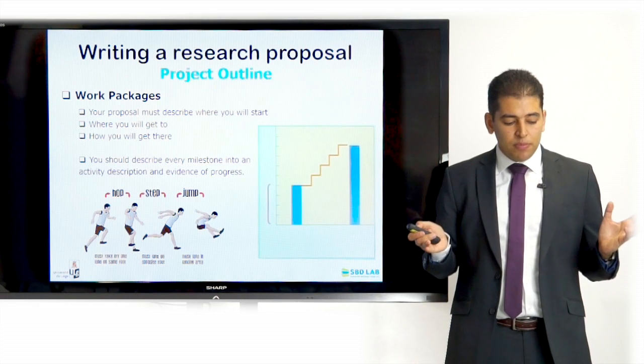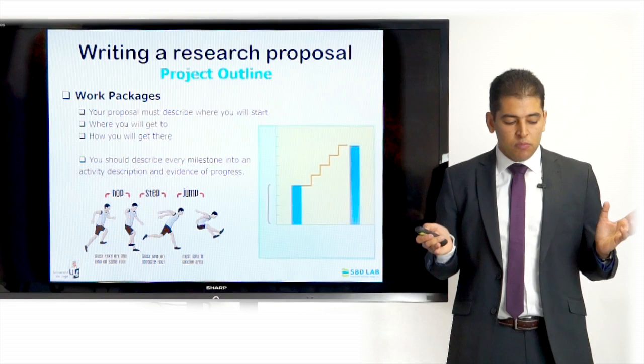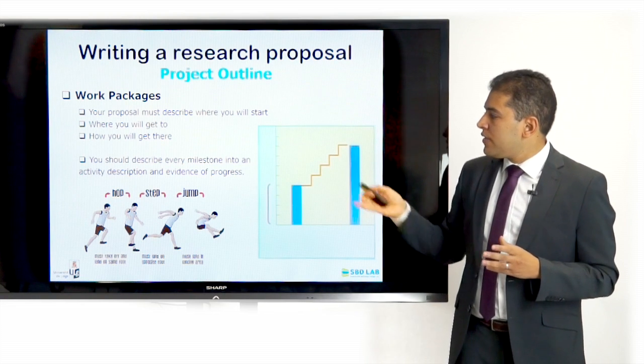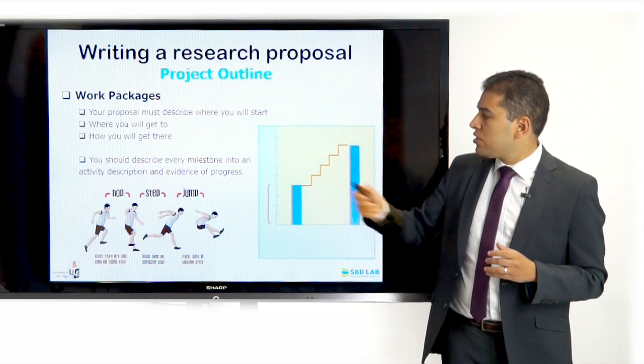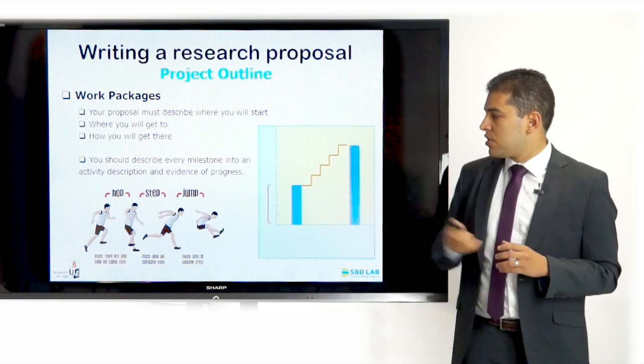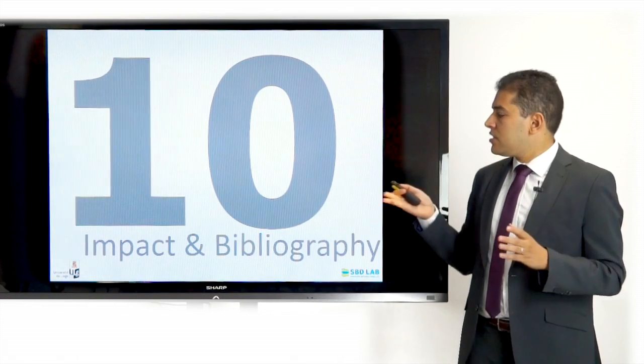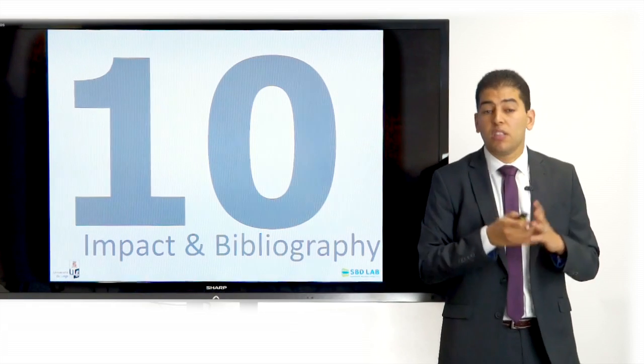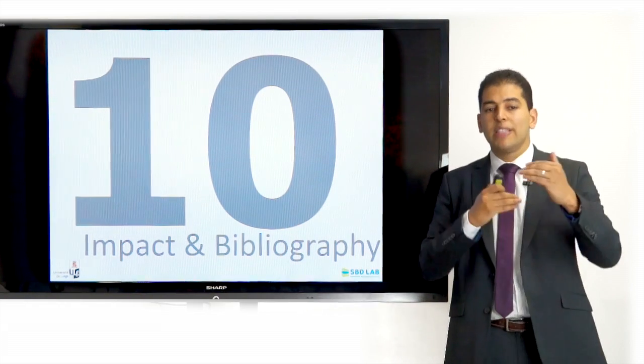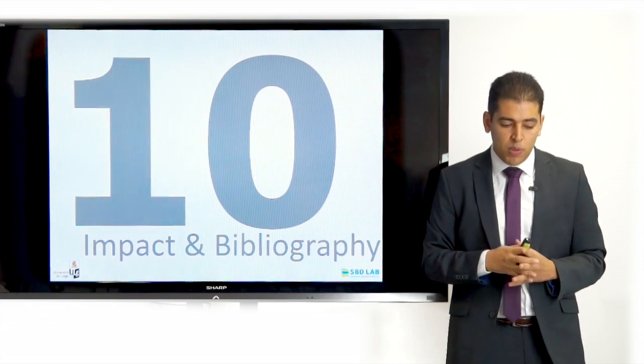The last step that you should look at, before leaving that, I just forgot to say that you should describe every milestone into activity, description, and evidence of progress. The last thing you should look at is the impact and bibliography. This is the last part of your proposal and the last element that you should address in your proposal.